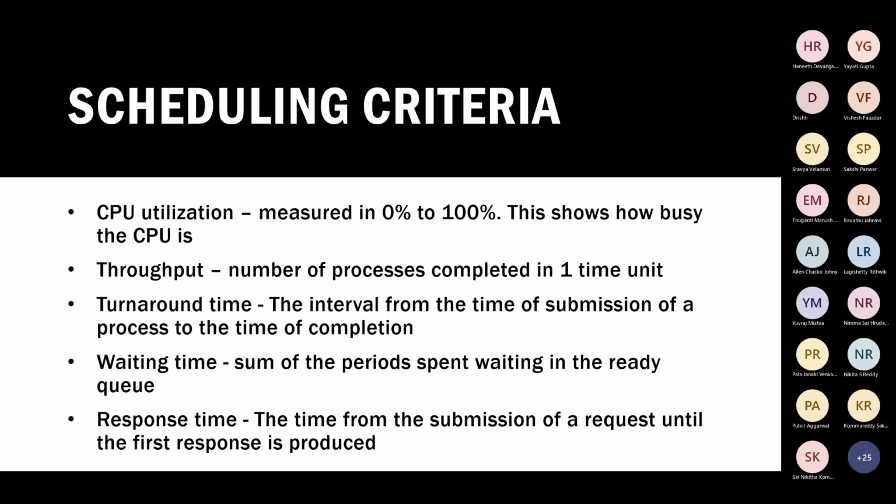The next criterion is throughput. This means the number of processes completed in one time unit. This is another way we can see if a specific scheduling algorithm is efficient or not. The next is turnaround time. This means the interval from the time of submission of a process to the time of completion of a process. So from start to end.